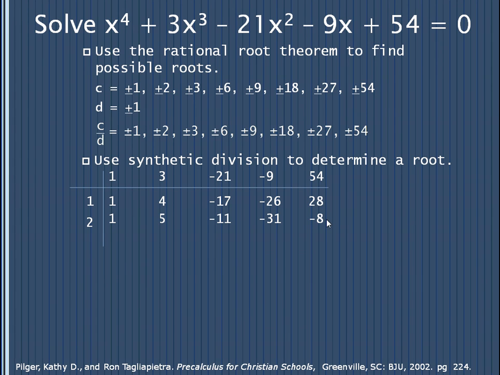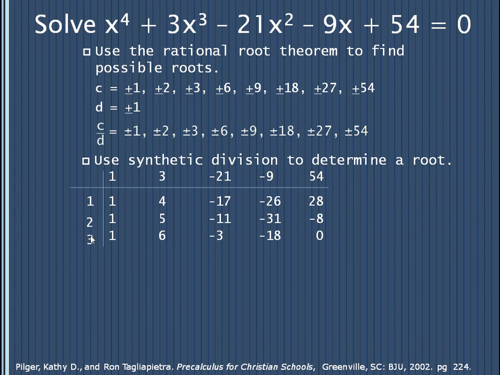Positive 3, work our way through here. You get these numbers, and we end up with a 0. So 3 works, which means 3 is one of our solutions. Now, don't keep working with this. Don't try 6, then 9, then 18, then 27. Don't keep going. We now had something that worked.